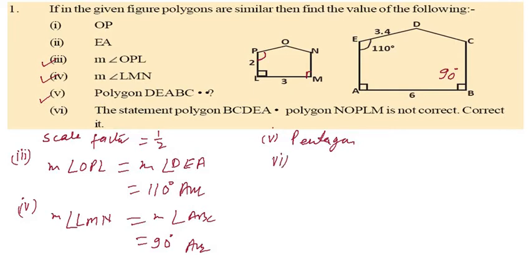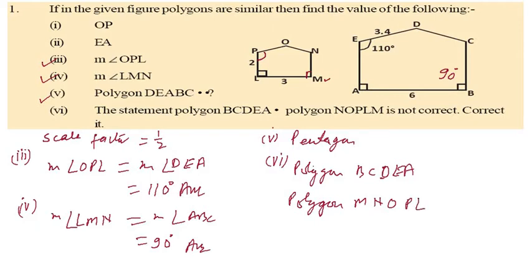Now come to the sixth one. The statement polygon BCDA, polygon NOPLM is not correct. Correct it. So you can see here polygon is BCDEA. You can see here BCDEA. So here is polygon which one? You can write polygon which one? It is starting from B, so it is starting from M. So MNOPL. But it is not correct. You can see here. So that is the correct answer. So you have to write correct answer. So it will be completed.